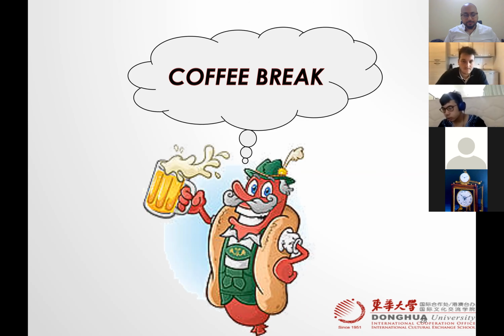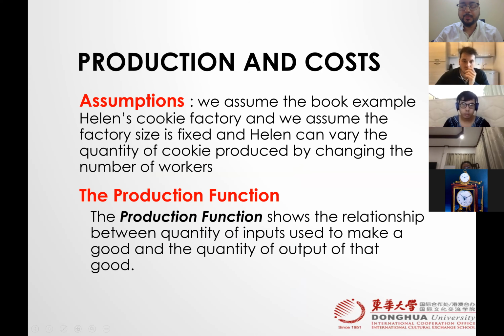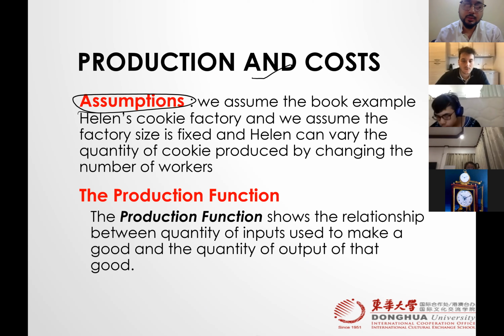So we just completed the cost concepts regarding economics. We talked about the difference between accounting profit and economic profit, and then we did some practical examples. Okay, now let's talk about the cost of production. We told you that we will be following your book example, Helen's Cookie Factory. So to start understanding this concept, we assume that we are following the Helen Cookie Factory.